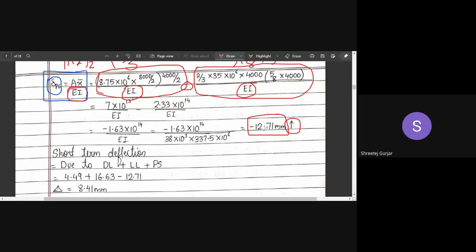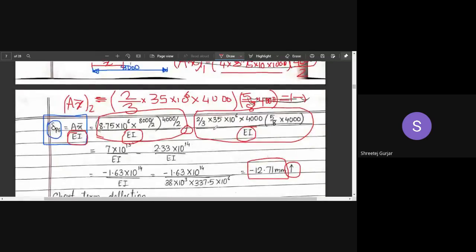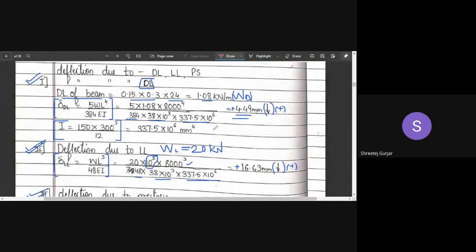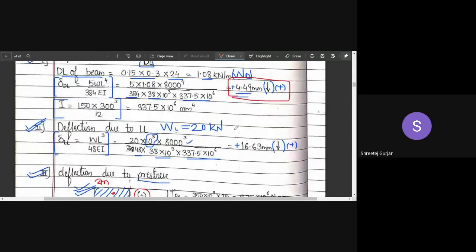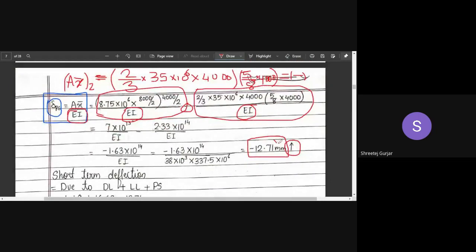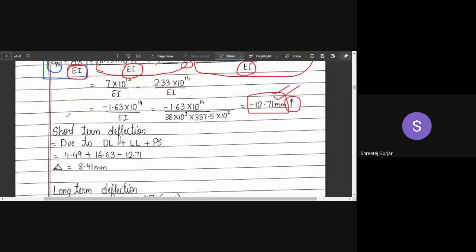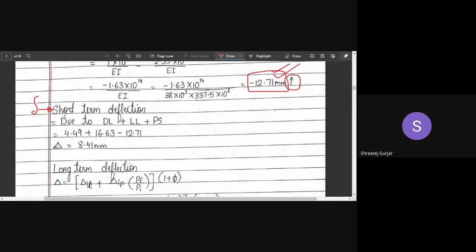Okay, so now we have calculated deflection due to dead load, right? Deflection due to dead load is here. Deflection due to live load is here. And then deflection due to pre-stressing force is here. So now we can successfully calculate total deflection due to short term. All these deflections you have to add.